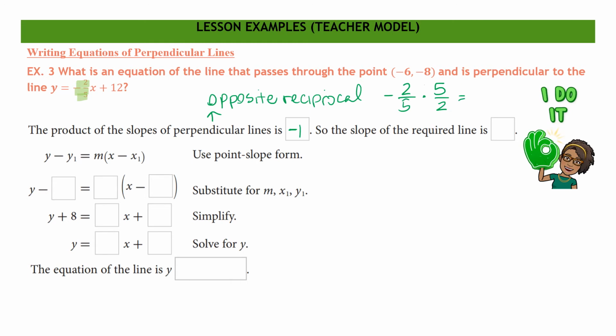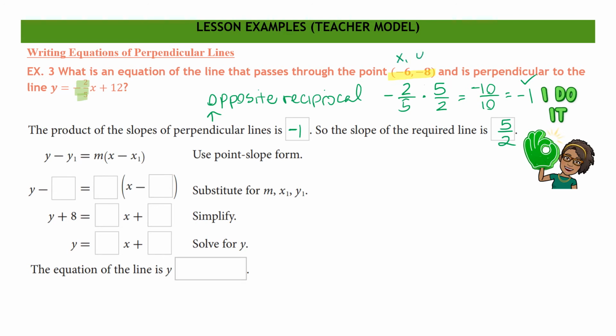So negative 2 times 5 gives me a negative 10. 5 times 2 gives me 10. Negative 10 divided by 10 gives me negative 1. So I know for sure that my slope of the required line has to be positive 5/2. So I have a slope, and then I have a given point here of negative 6, negative 8.